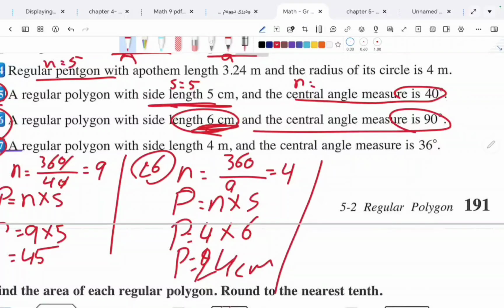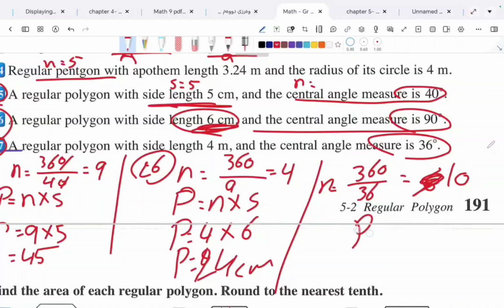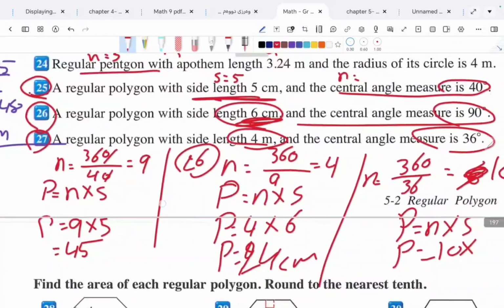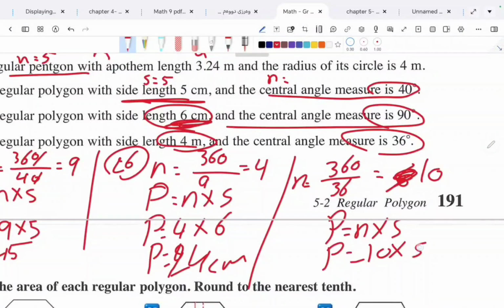Then the last one, again, find the central angle measure. It will be 360. By using this one, you can find n. 360 divided by 36, which equals 10. Okay, perimeter equals n times s. n is 10, s equals what? Question 27, s equals 4. So 10 times 4 equals 40 centimeters.